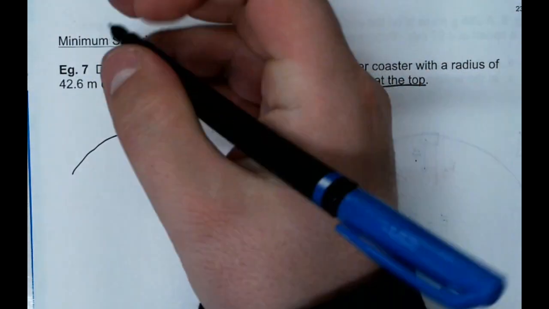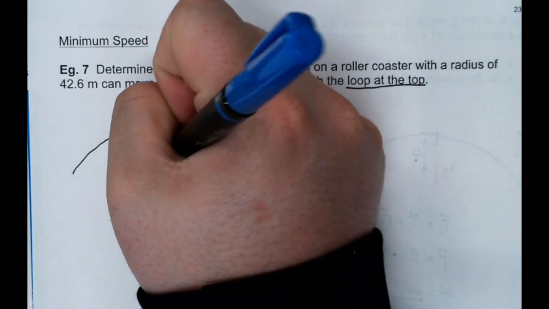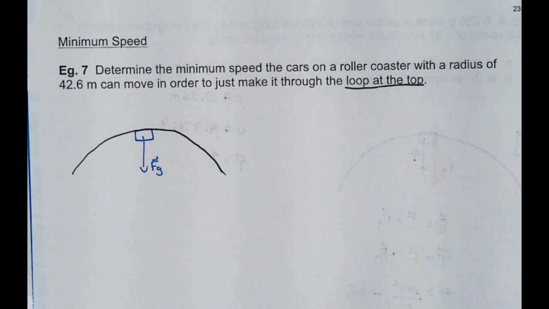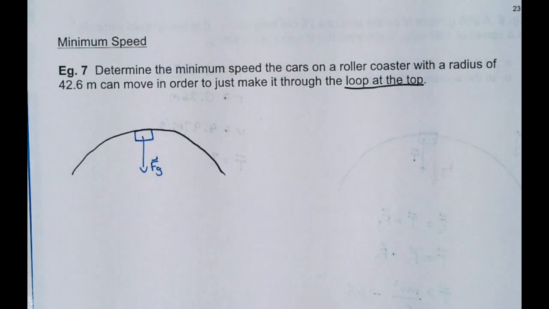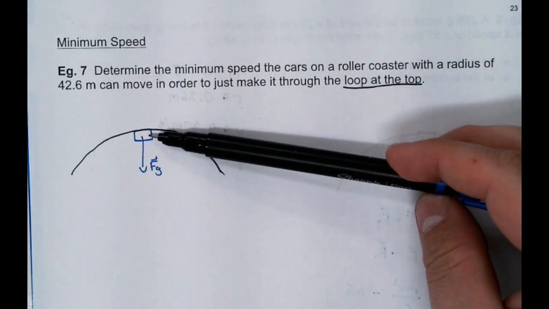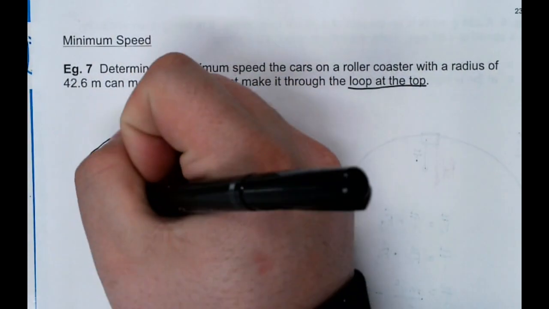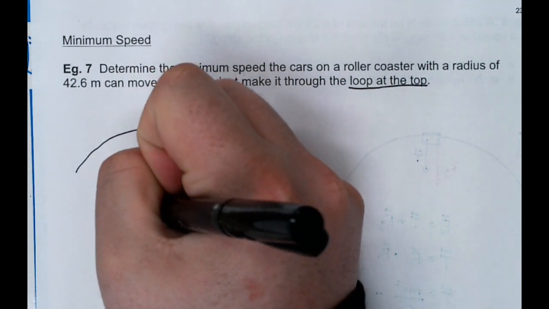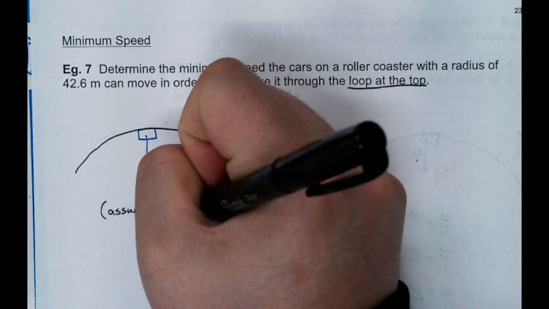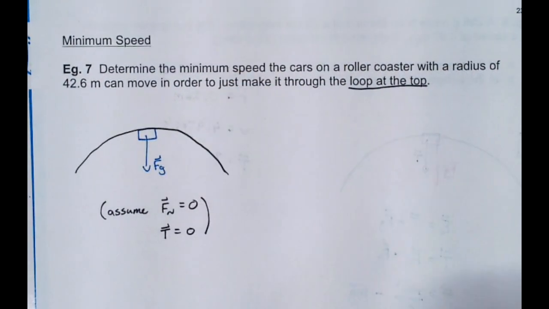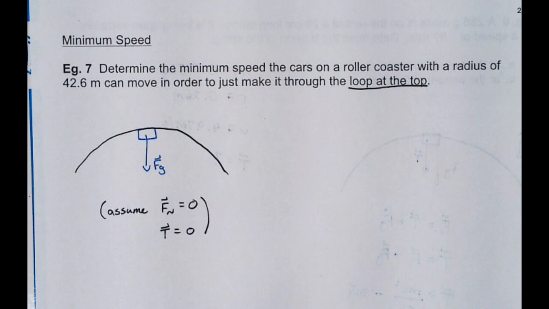If we're drawing our free body diagram, we're going to have our force due to gravity acting down. That is our only force acting on the roller coaster right now at the minimum speed. So what does it have to do so it's not going to fall down? Because of that, we're going to assume that the normal force is equal to 0 and that the tension force is equal to 0. Whenever you're solving for minimum speed, your normal force and your tension are 0.